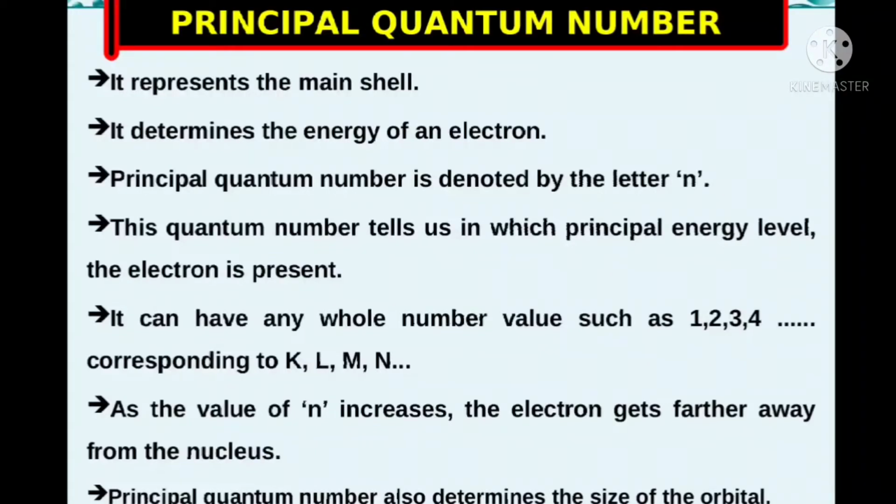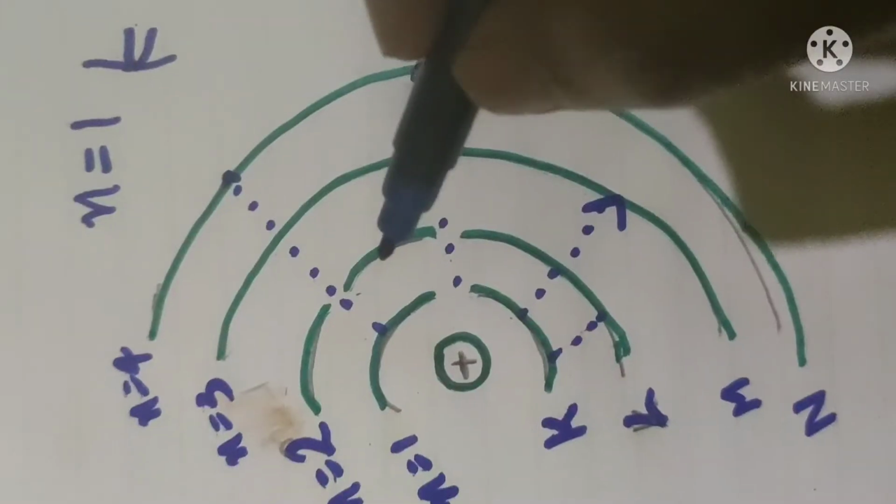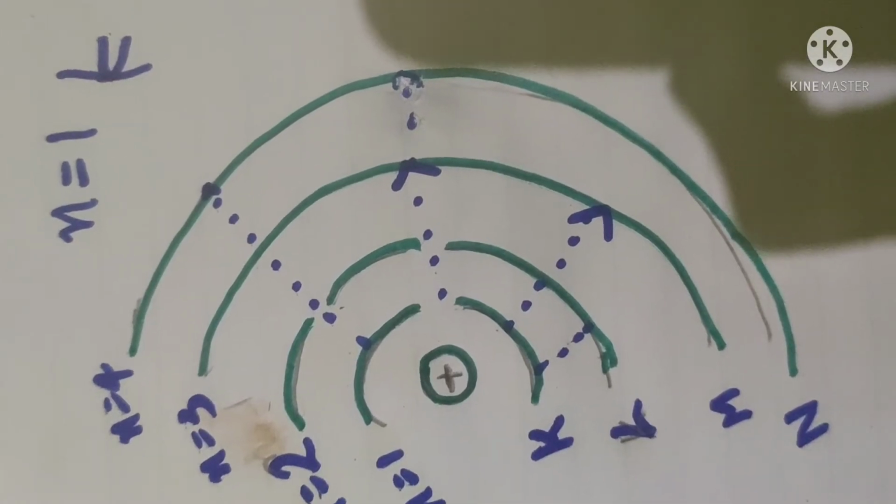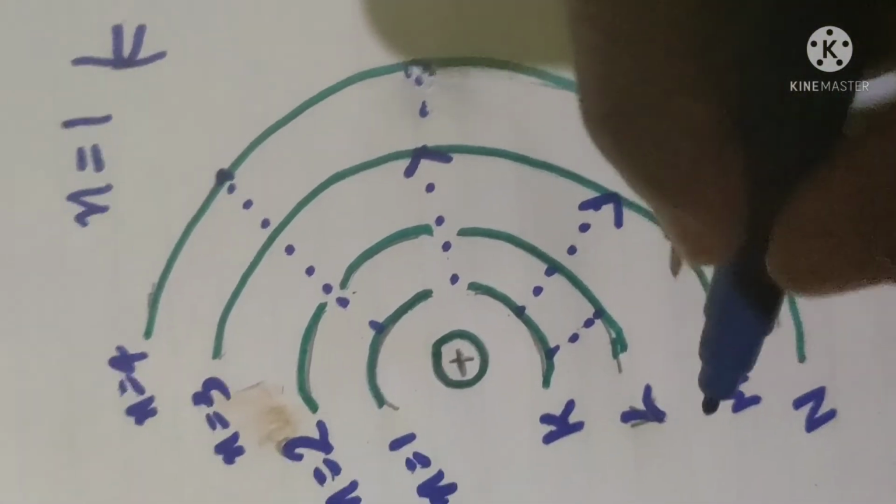It can have only whole number values such as 1, 2, 3, 4 corresponding to K shell, L shell, M shell and N shell. As the value of n increases, the electron gets further away from the nucleus. Principal quantum number also determines the size of the orbital. It is the main energy level or shell in which the electron is present.